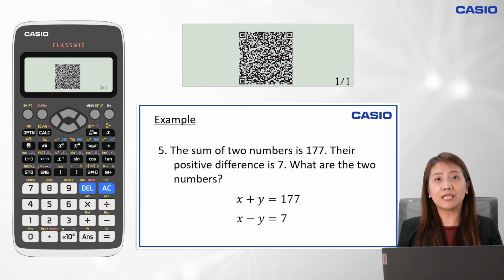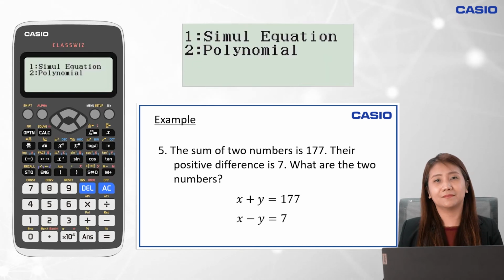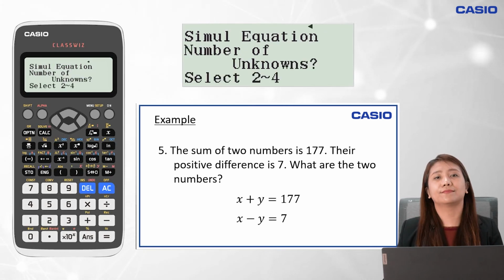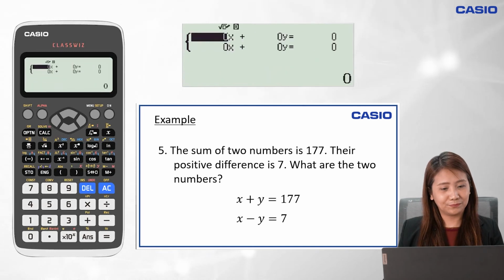To solve this problem using CASIO ClassWiz, first, let's go to Menu A, Equation Function Mode. To go there, let's press Menu followed by the negative sign. Press 1 for simul equation, and press 2 for the number of unknowns since there are 2 unknown variables in the given system. Then, let's input the numerical coefficients and constant term. Make sure that the equations are in standard form, which in this case they are.